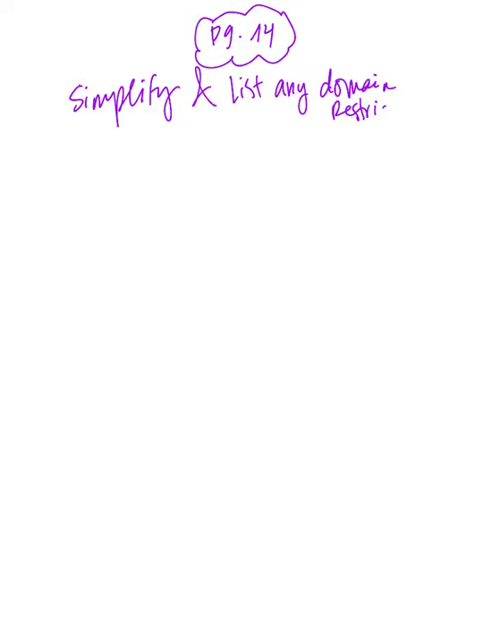It says simplify. So we're not solving, we're simplifying. And list any domain restrictions. Sometimes there's not any, but usually there is if we're dealing with x in the denominator. Remember that domain is x.